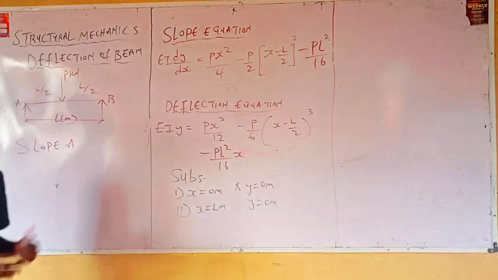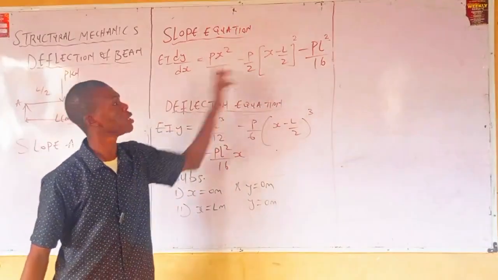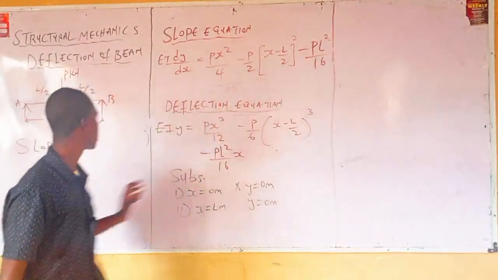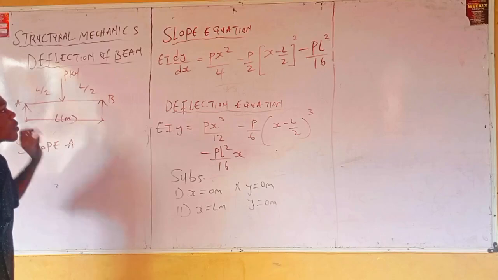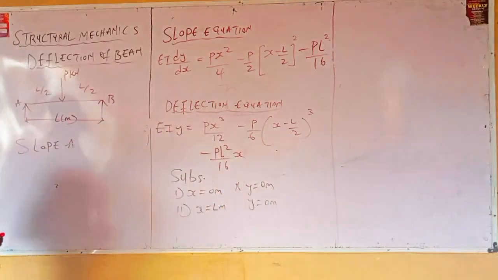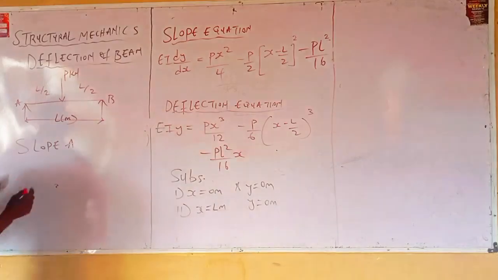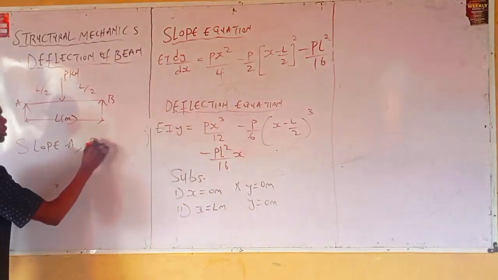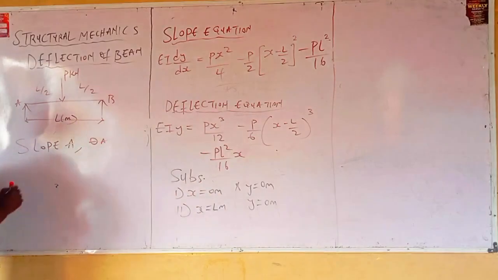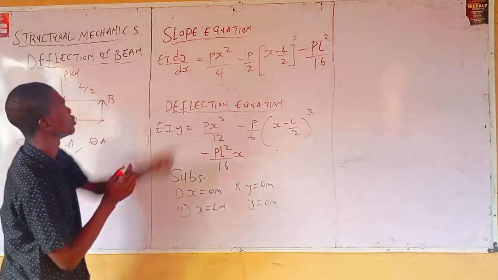Now, when you want to determine the value of slope at A, recall your slope equation. This is your slope equation, right? This is the equation that I'm going to use to get the value of slope at A. Now, the idea of slope is that it is denoted with theta, meaning slope at A, that is theta A. What if it is slope at B? Theta B, right?